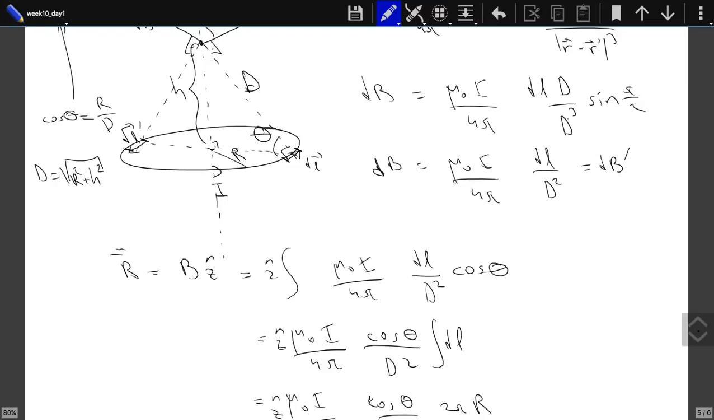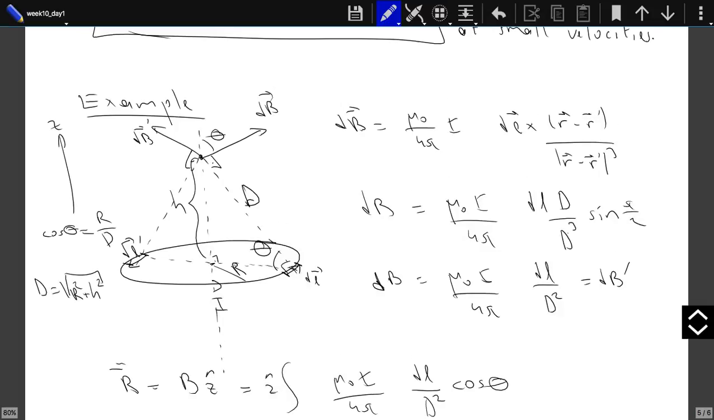Why? Because if you look at this diagram, we said that each segment of this loop will contribute a magnetic field dB, which has a horizontal component and a vertical component. But when we sum them up, the horizontal components will just cancel each other. So we will be left with the vertical component only. I don't need to worry about the horizontal components of this dB, because in the integral they will cancel. I only need to worry about the vertical components of dB.